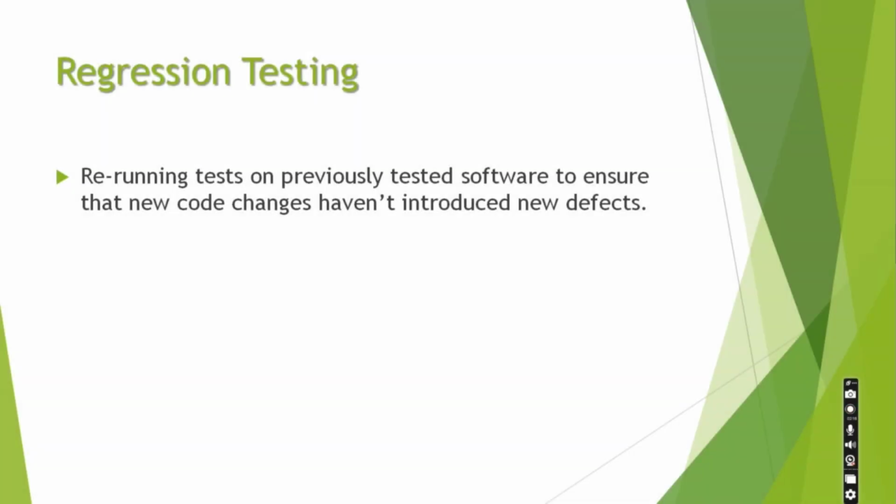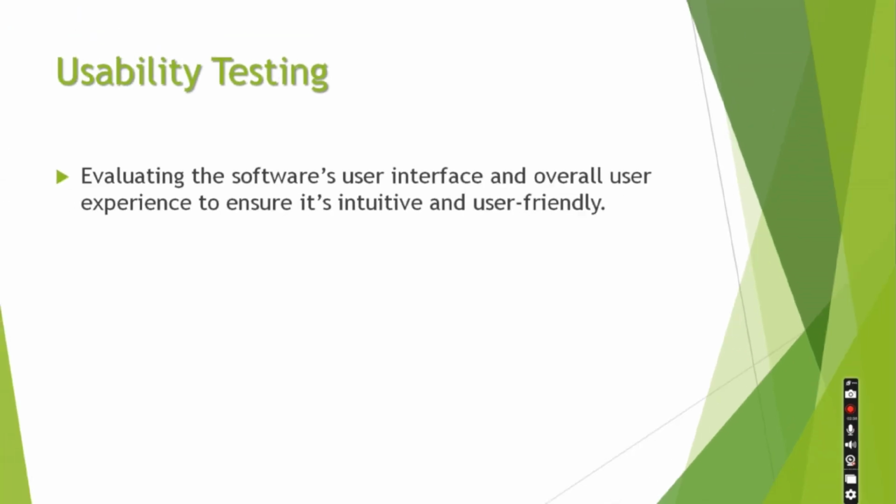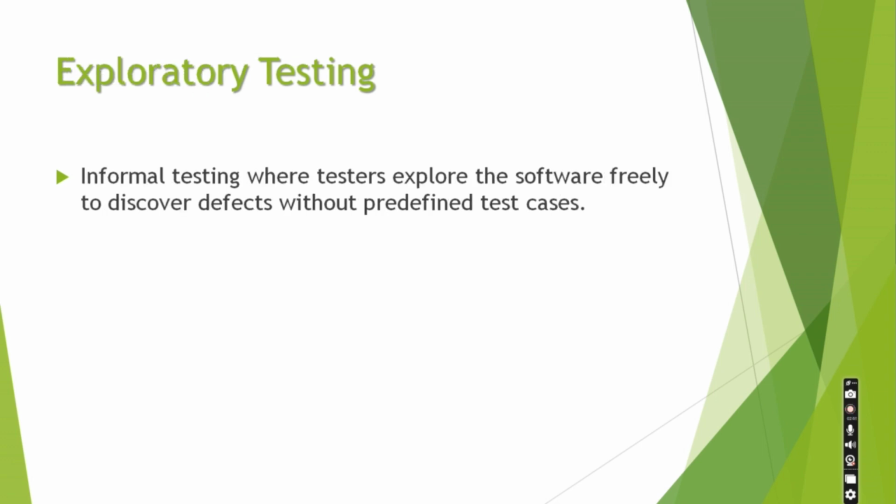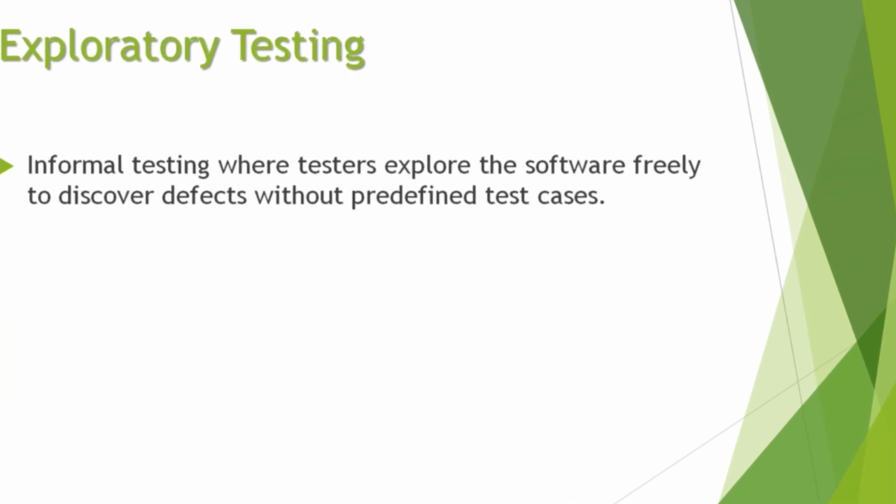Then we have regression testing. So rerunning the tests to catch any new issues introduced by recent changes. For example, after adding a new feature, you retest existing functionalities to ensure they still work as expected. Then usability testing. So evaluating the user friendliness of the software. For example, checking if users can easily navigate and use the features of any application, that is web-based application, mobile application, anything.